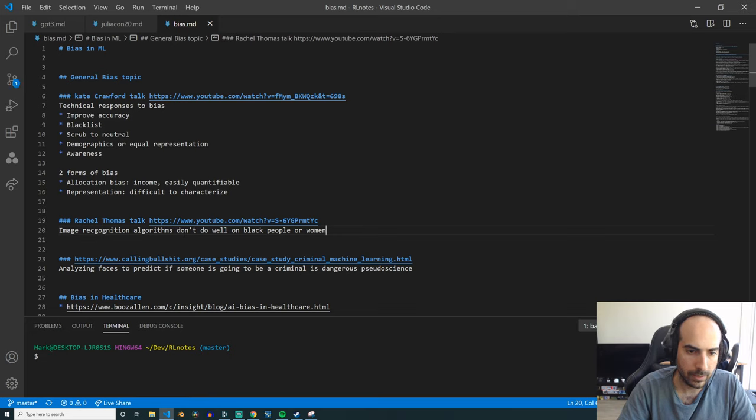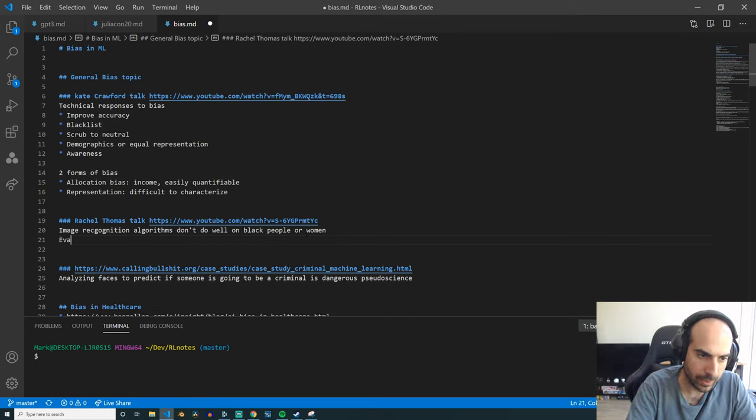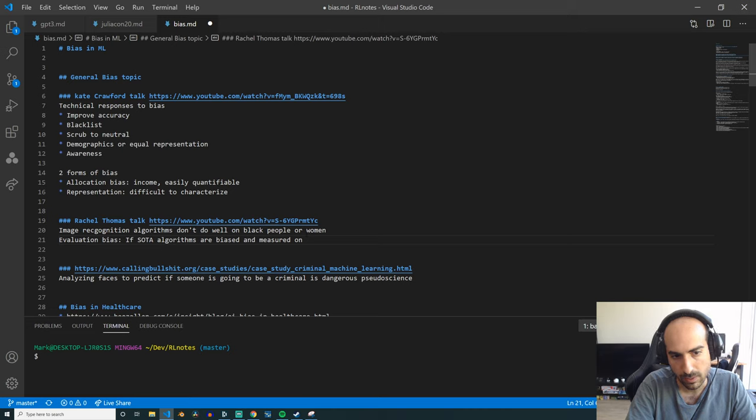Yeah, so basically also evaluation bias. So if SOTA algorithms are biased and measured, like, no, sorry, so SOTA algorithms won't deal well with these bias issues.